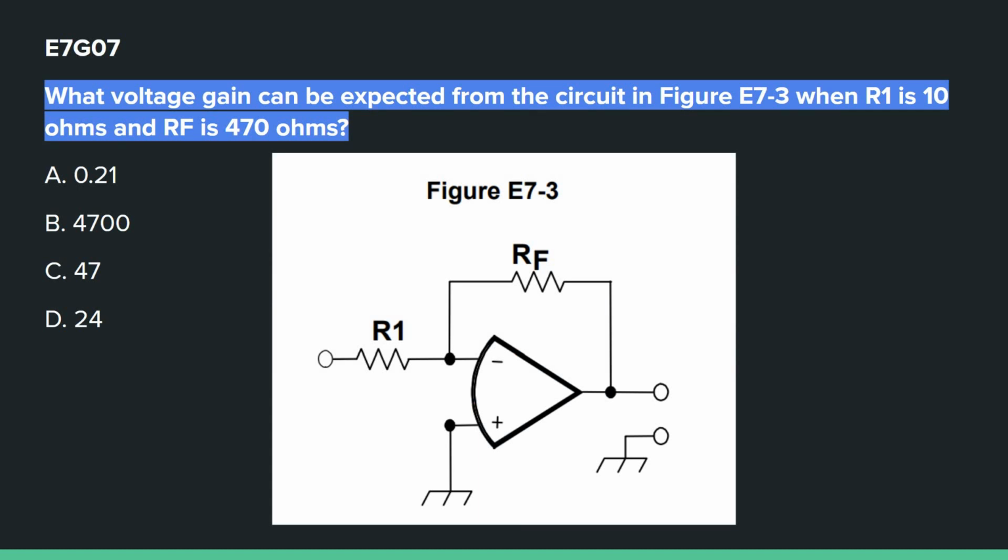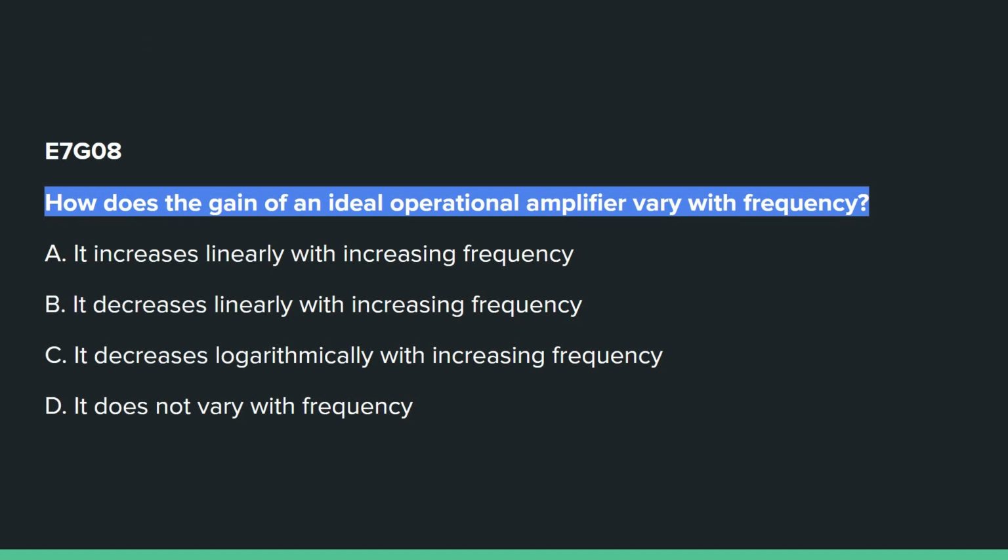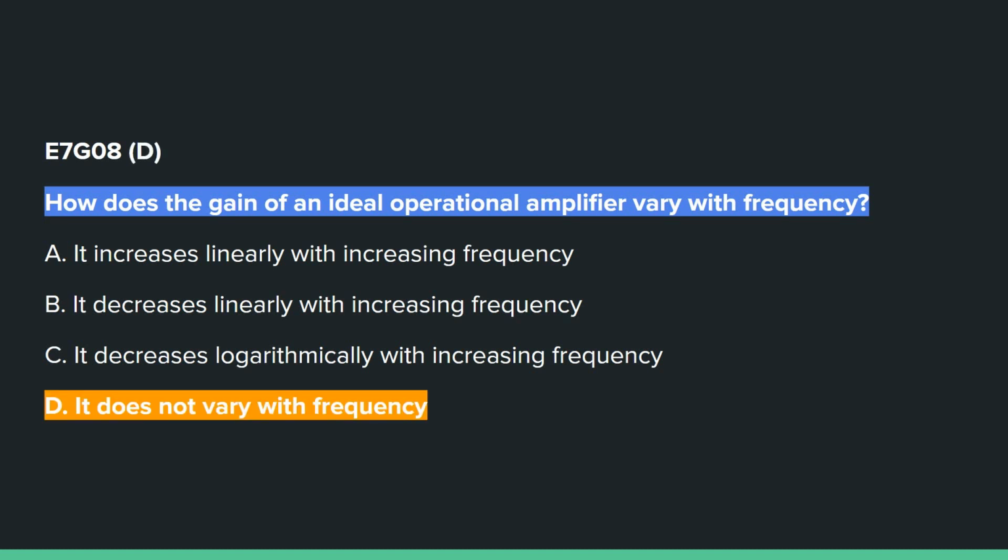E7G07, what voltage gain can be expected from the circuit in figure E7-3 when R1 is 10 ohms and RF is 470 ohms? C, 47. E7G08, how does the gain of an ideal operational amplifier vary with frequency? D, it does not vary with frequency.